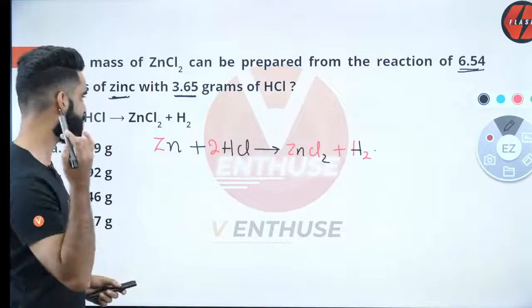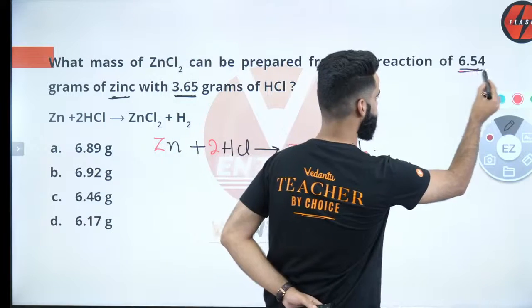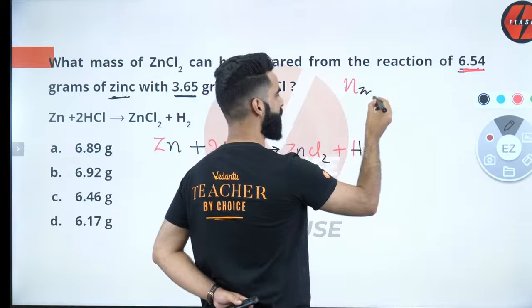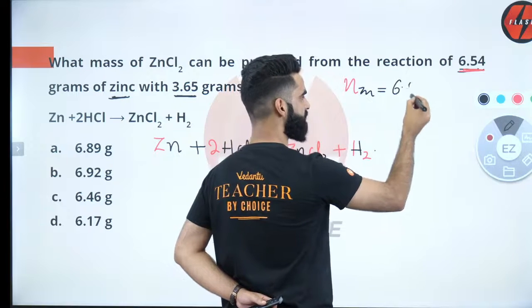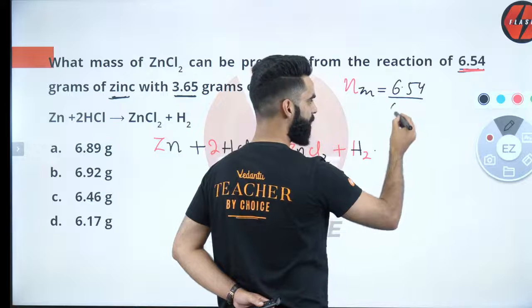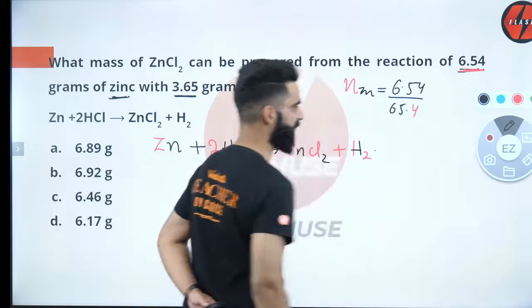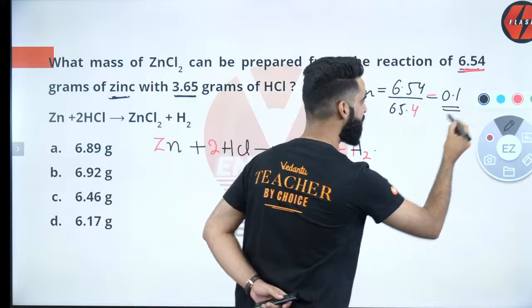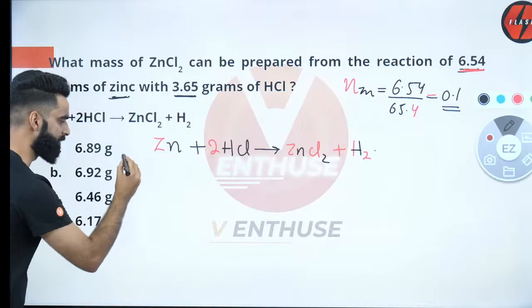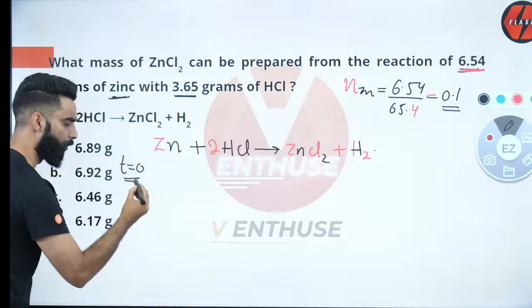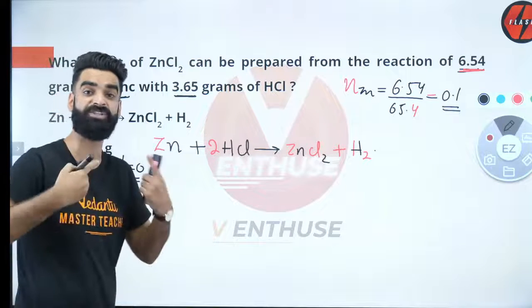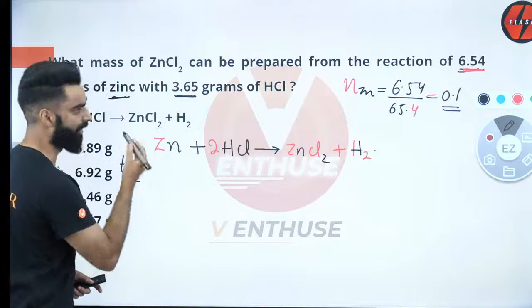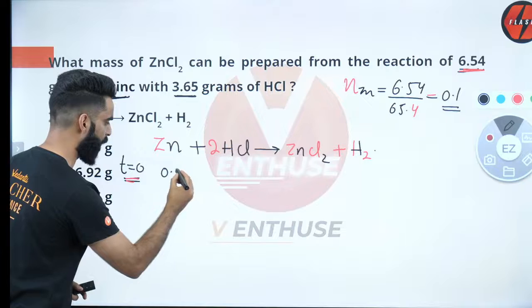Now have a look. See guys, this 6.54 is the mass of zinc which is given to us, right? So the number of moles of zinc would be equal to the given mass of zinc, 6.54 grams, divided by the molar mass of zinc, which is around 65.4. So how many moles of zinc do I have in the beginning? I have got 0.1 moles of zinc. At time t equal to 0, the reaction has not started yet, so the moles of zinc are going to be 0.1.